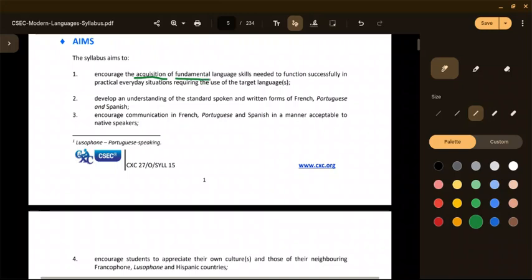Fundamental means more, it's a synonym for basic. So you want basic language skills in this new language so that you can function successfully. What do you think function successfully means? It means that you can navigate situations successfully, right? In practical, everyday situations.